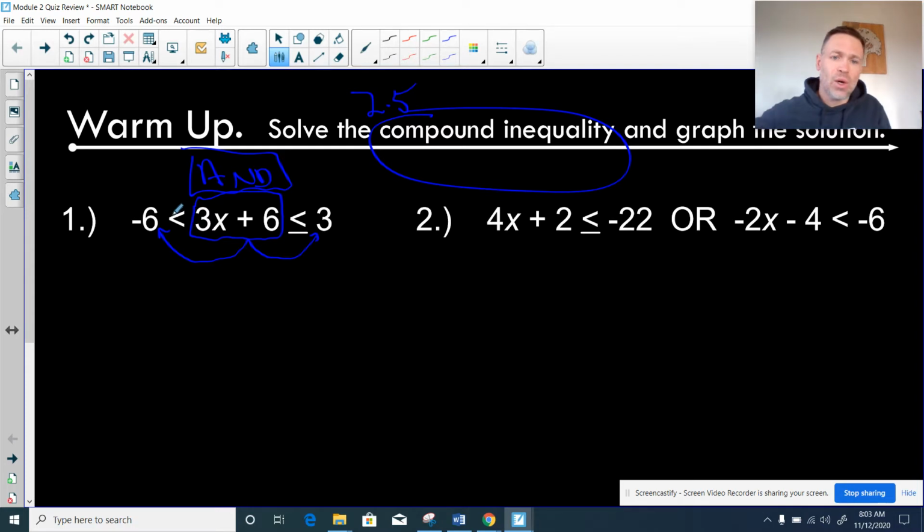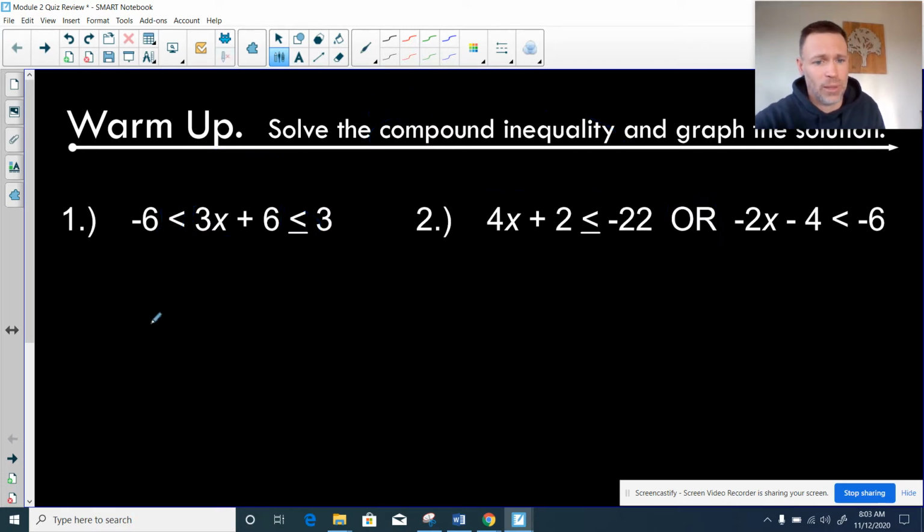Remember, and will always be written with two inequality symbols, okay? And then or, remember, or will always say or. So by default, this must be and because it does not say or. So all of those are ways you can identify what the compound inequalities are going to be. All right, now going about solving this, right?